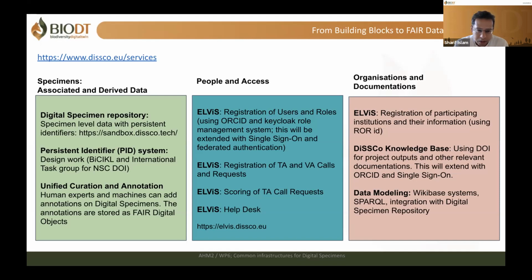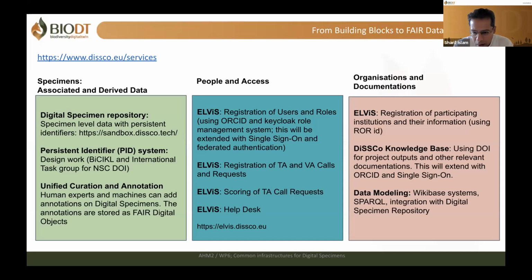At the moment, the ELVIS system is used to register transnational access and virtual access calls and requests. So these are the services currently happening through various European grants where researchers can request to visit a museum or collections. And then the review panel looks at those collections based on the capacity and resources and grants that access. So at the moment, these are happening through grants and calls. However, within the scope of DiSSCo, when DiSSCo is operational, this will become a full-fledged service.